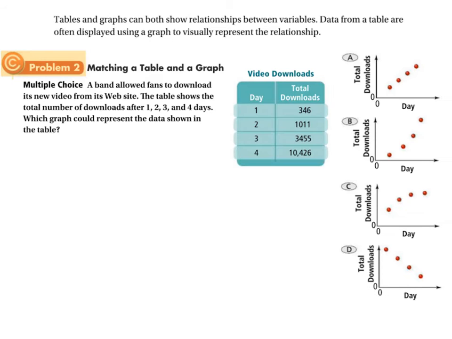So tables and graphs can both show you relationships between variables, and data from a table is often displayed in a graph so you can visually represent the numbers. Let's take a look at what we're going to be dealing with in this problem. We're going to match a table and a graph. So this is the situation, because remember, we're relating all of this to real life situations. A band allows fans to download its new video from its website. And the table shows the total number of downloads after 1 day, 2 days, 3 days, and 4 days. Which graph could represent the data shown in this table?